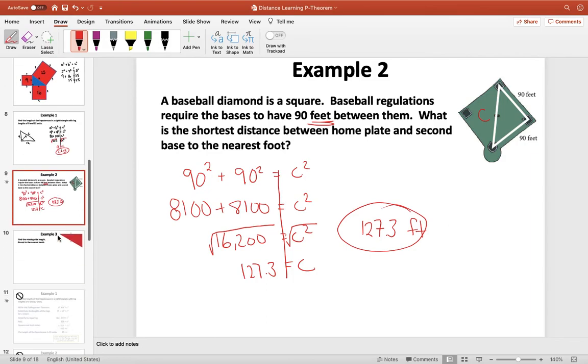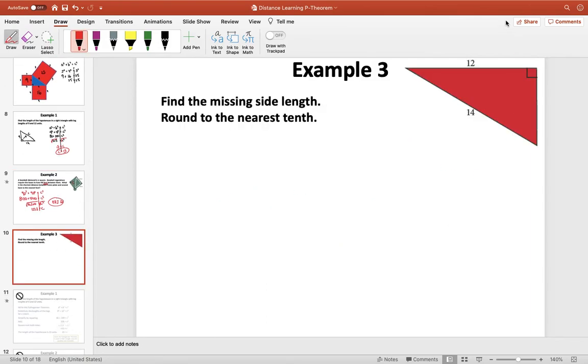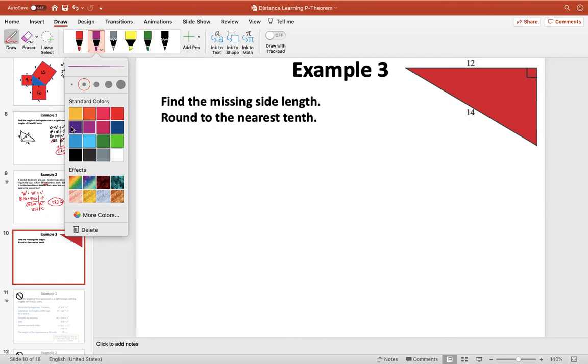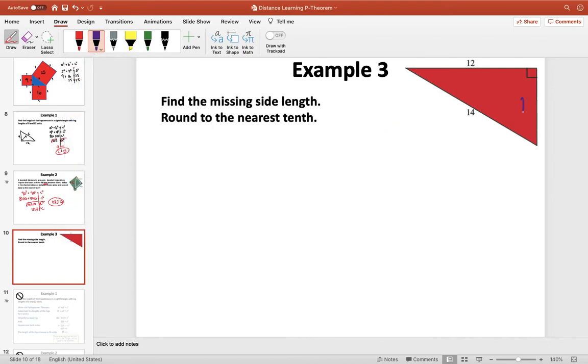Okay, one more example here. This last one is a little bit different because in the first two, we were finding the hypotenuse. The hypotenuse being the missing side opposite the right angle. This time we're going to find a missing leg. So you notice that we have a leg and we have the hypotenuse. But we don't have this leg. So let's go ahead and identify what we want to call that leg. For the sake of it, let's just call it B. It doesn't really matter what we call it. I'm going to go ahead and write a B right here.